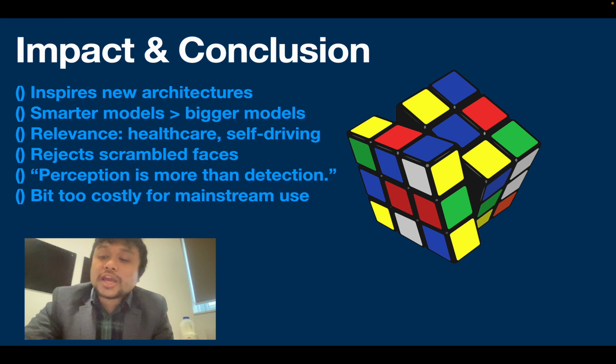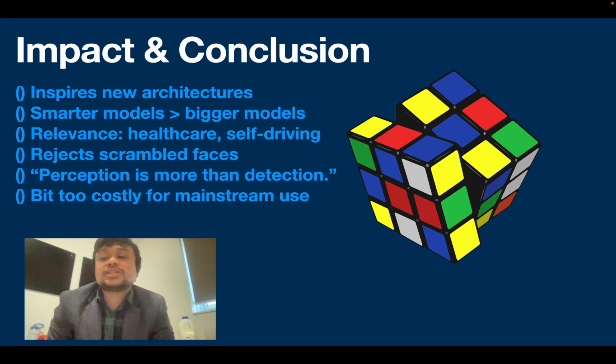The broader takeaway is that progress in AI doesn't only come from making models bigger. Sometimes it comes from making them smarter, by designing them to reason about structure. To end with a simple phrase: perception is more than detection, and capsule networks are one step toward that future.